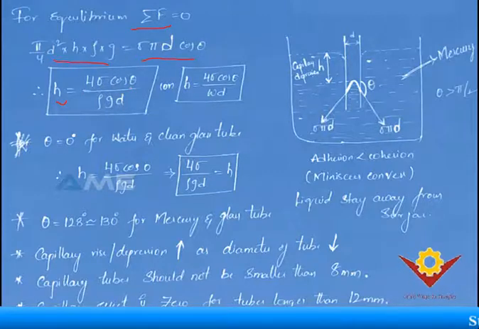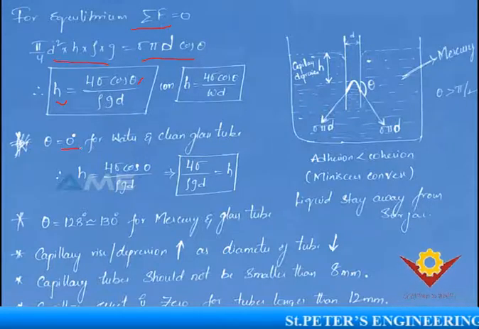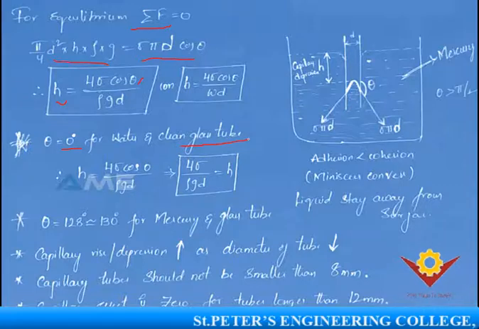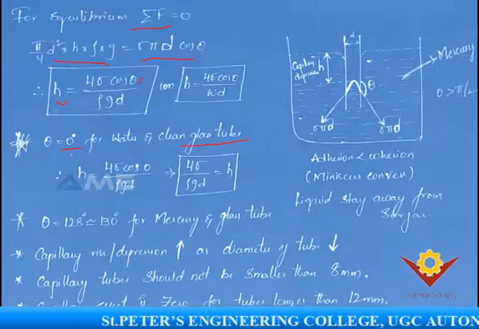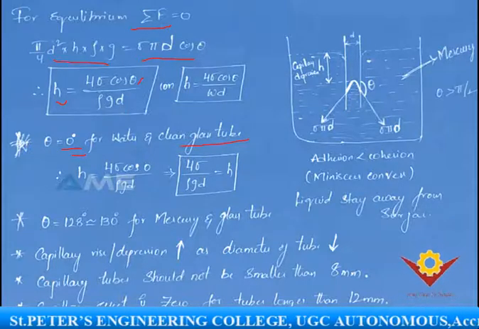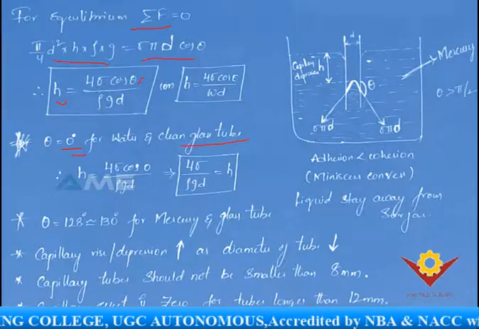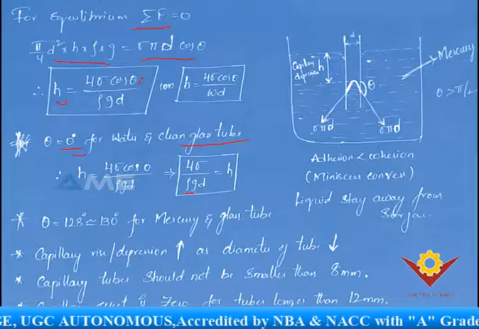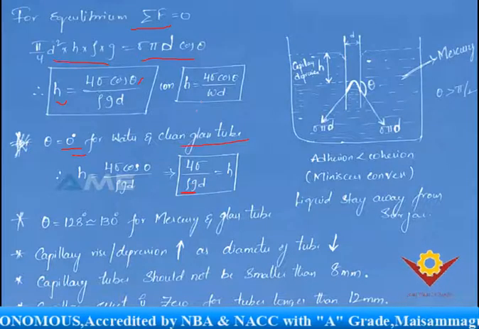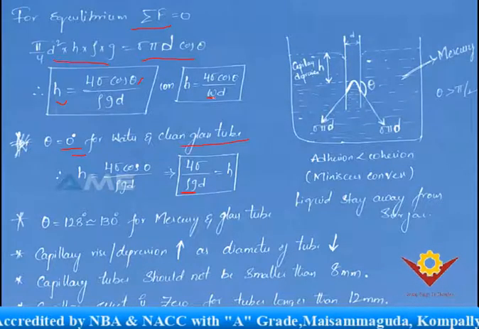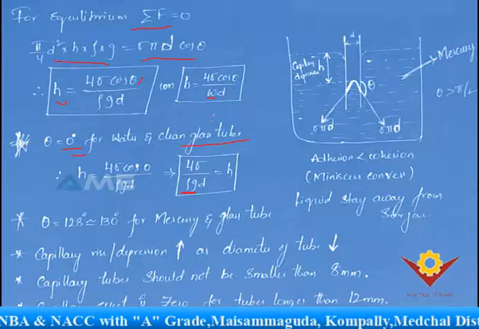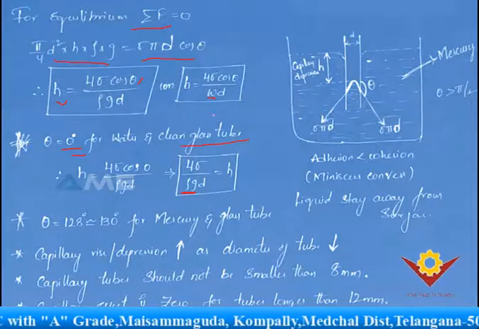For water and a clean glass tube, the theta value is 0. If you substitute that in the equation, you get h equals 4 sigma divided by rho g d. What is rho g? Specific weight, right? You can replace rho g with the specific weight, omega.